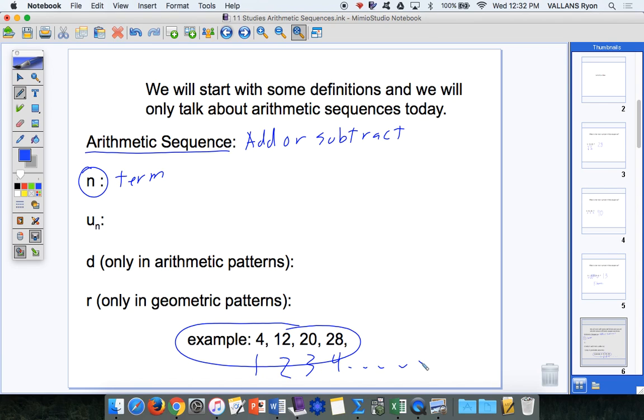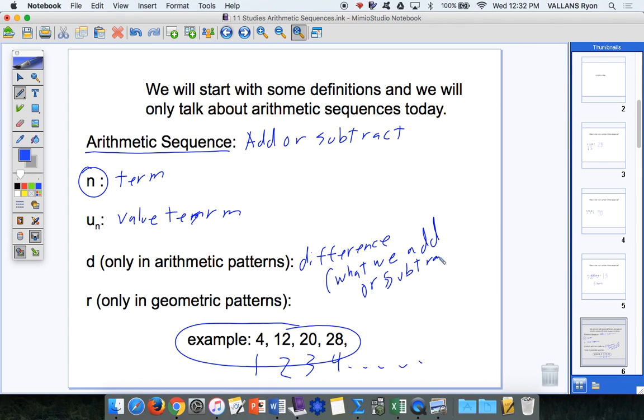U subscript n is the value of the term. And then whenever we refer to d, we're talking about the difference, in other words, what we add or subtract. And if I talk about r, I'm talking about the rate. So you can see d for difference, r for rate, and this is what we multiply by. We won't deal with that today.